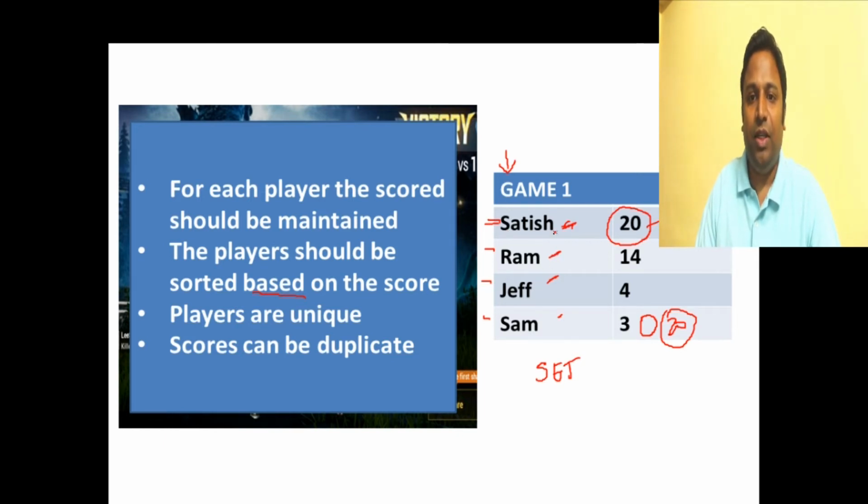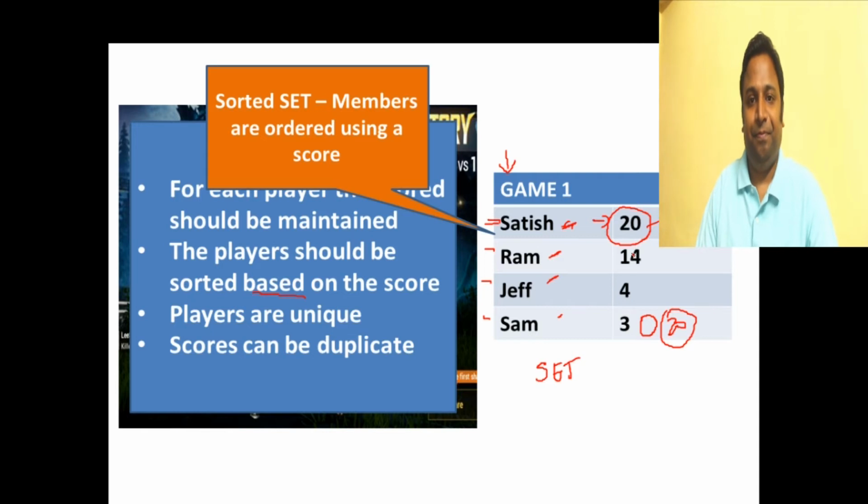Each member in the set is associated with the score, and the next very important concept is the set is sorted using the score. So you can sort the elements or the members of the set using the score. That's called a sorted set. A sorted set is another data structure.